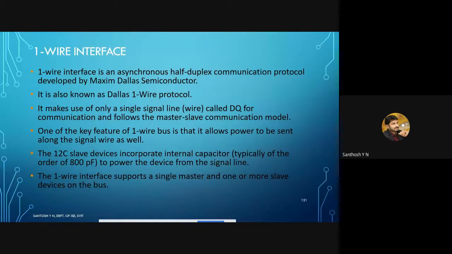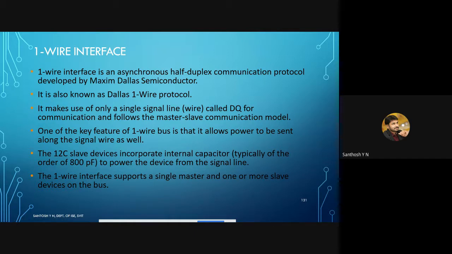In this video, we'll be discussing one more type of interface with respect to serial communication. As the name itself specifies, it will be using a single wire. The one-wire interface is an asynchronous half duplex communication protocol developed by Maxim Dallas Semiconductor. Asynchronous means the modules are not working with respect to a single clock.